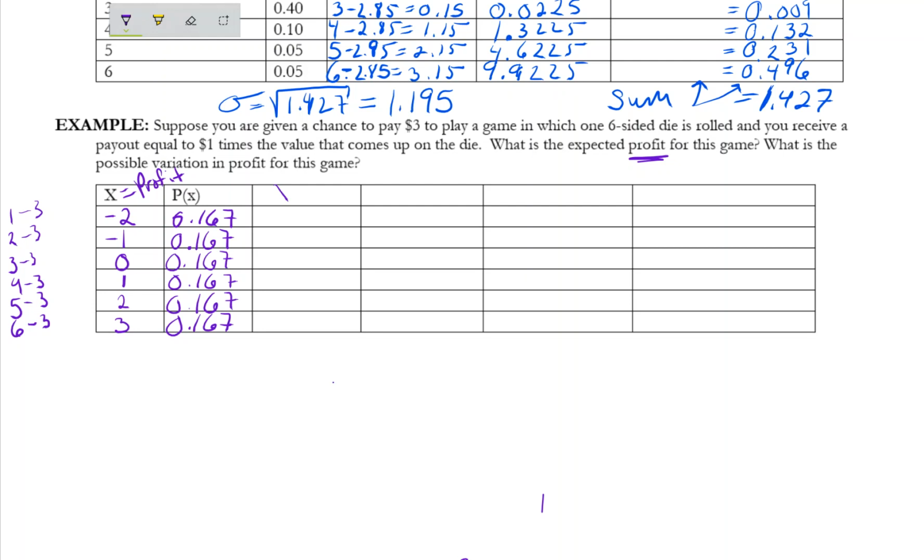All right, so first up, I've got to do X times P of X. So what I'm going to be doing here is taking -2 and multiplying it by 0.167, which will come out negative 0.333. And then I take negative 1 times 0.167, so that'll come out negative 0.167 because, well, you know what happens when you multiply by 1. Oh, 0 times stuff, that's easy. 1 times stuff again, no shocker there.